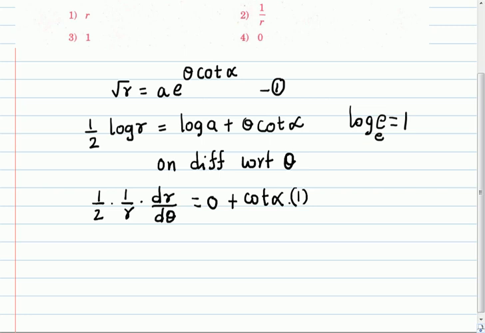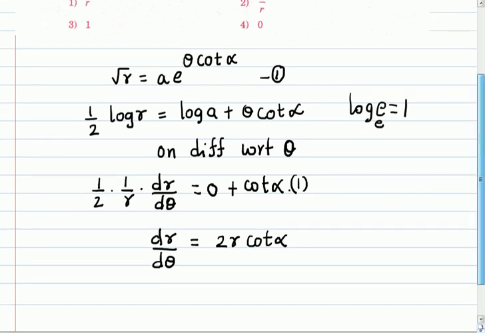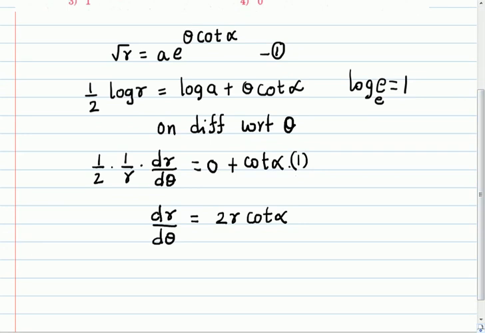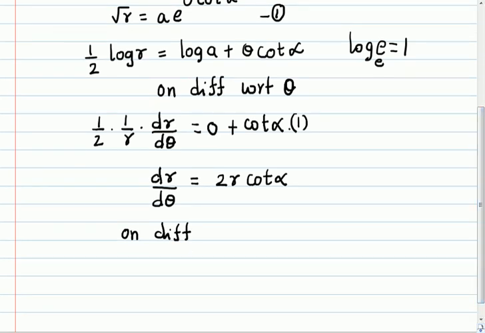Now let us consider dr by d theta is equal to, take your remaining terms to the RHS, that becomes 2r cot alpha. Try to understand, 2r cot alpha. Now again differentiating with respect to theta, what we will be getting is d square r by d theta square must be equal to 2 cot alpha, which is a constant, into dr by d theta.